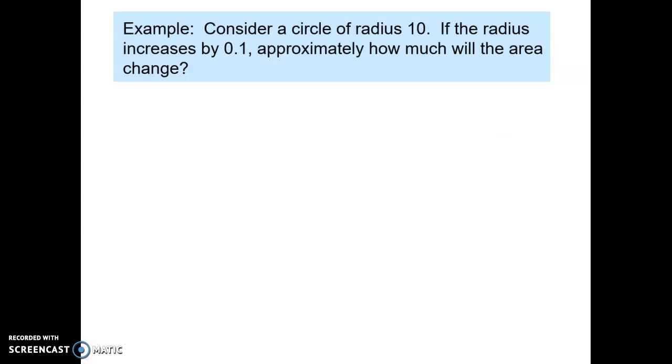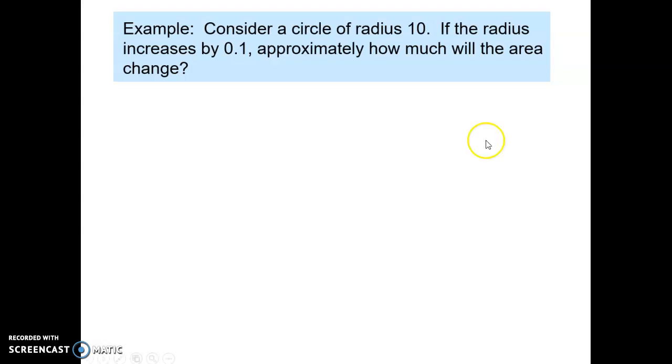So let me give you an example of how we would use these differentials. And again, we're just brushing the surface here in Calc 1. When we get through Calc 2 and 3 and get into differential equations in Calc 4, these will be explored to a much higher degree. So let's look. Consider the circle of radius 10. If the radius increases by 0.01, approximately how much will the area change?